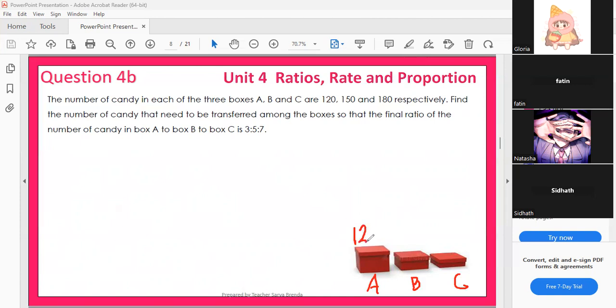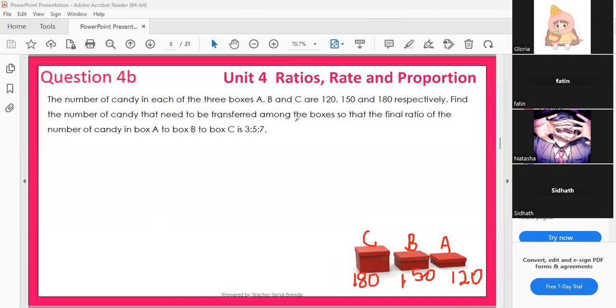Box A is 100, okay, cannot be 120. Wrong, wrong, wrong. Why? Because by size, it's not the same. Okay, A, B, C. This is A. B is bigger and C is the biggest. All right. So A is 120, B is 150 candies inside, and C is 180 candies. Got it? Find the number of candy.